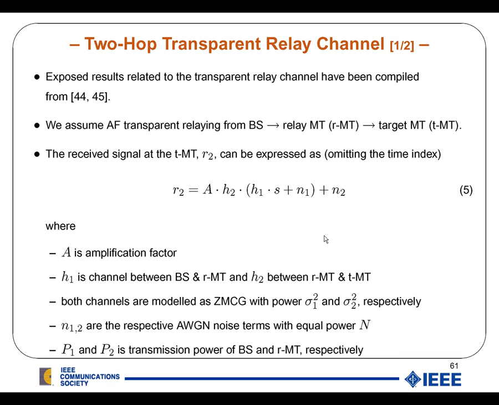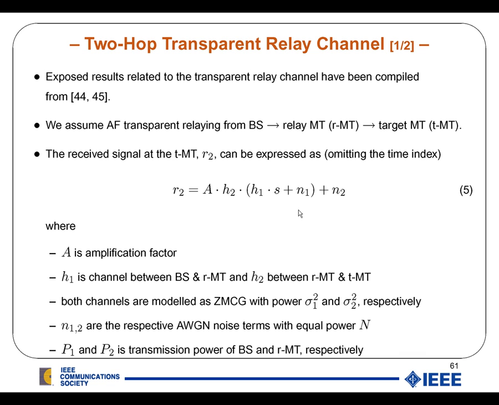To exemplify that, let us concentrate on a very simple two-hop transparent relaying channel which has been well exposed in references 44 till 45. What we assume here is an AF, an amplify-and-forward transparent relaying protocol, where the base station broadcasts a signal. It is received and amplified by a relay mobile terminal and transmitted to a target mobile terminal. We see what the relay mobile terminal receives from the base station, which is exactly that expression here.